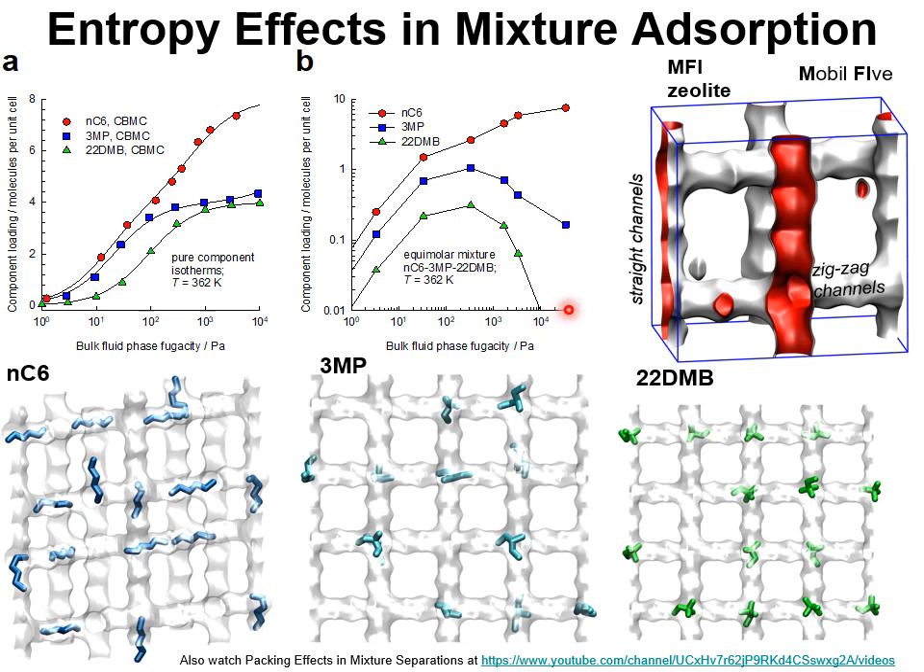And at post-saturation, the mixture adsorption is almost completely in favor of the normal isomer. Watch also my presentation, Packing Effects in Mixture Separations, on my YouTube channel. So the message that emerges here is that the mixture adsorption favors the linear isomer, and the monobranched and dibranched isomers are entropically challenged.